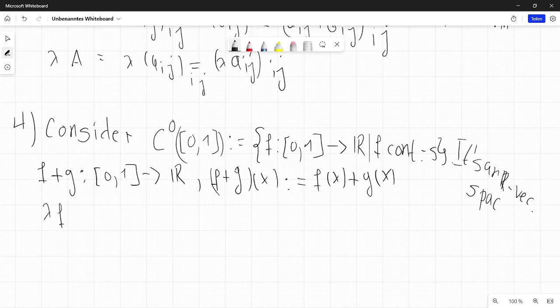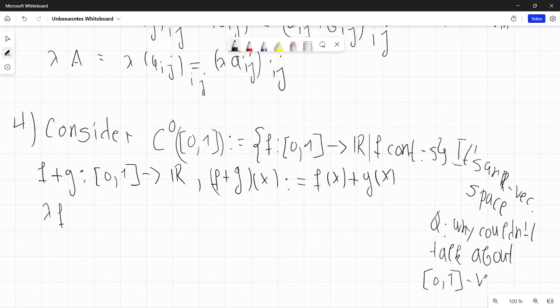By the way, you can question why couldn't we talk about the 0, 1 vector space. You can think about it. The answer is quite simple.